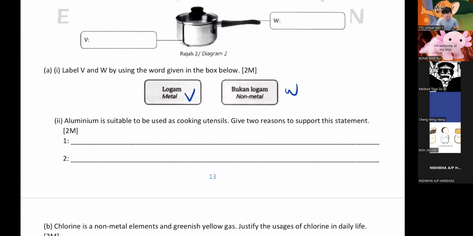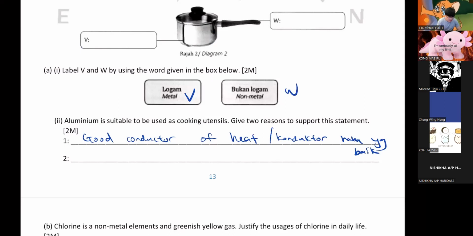Why use metal, in fact? Because it is a good conductor of heat. We want our food to heat up quickly, right? So it is a good conductor of heat. Konduktor haba yang baik. It will conduct heat very well.